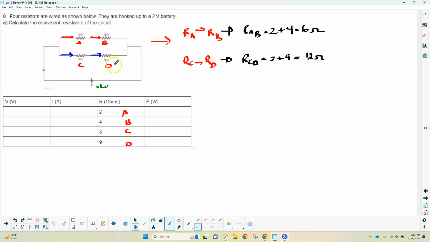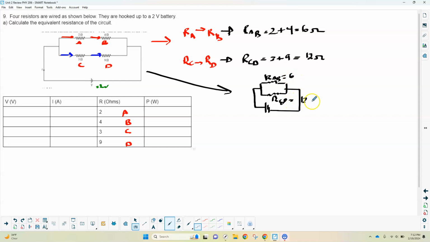So we have those. I'm going to redraw the picture. When I redraw this, we still have the same 2-volt battery, but this time we have 2 branches that have 1 resistor on them each. So resistor AB on the top and resistor CD on the bottom. When I come out of that, I have a junction, it comes back to the battery, and we're all good. Again, this one AB is 6, and this one CD is 12 ohms.